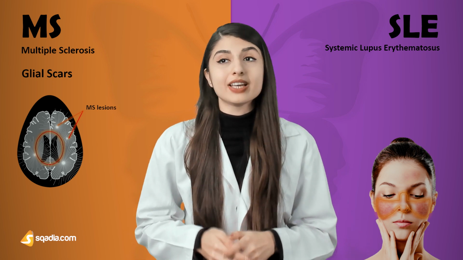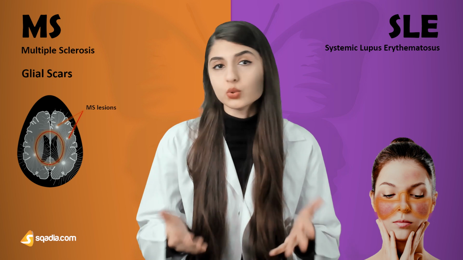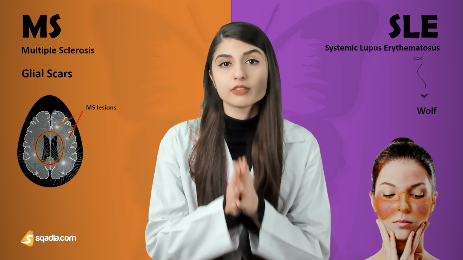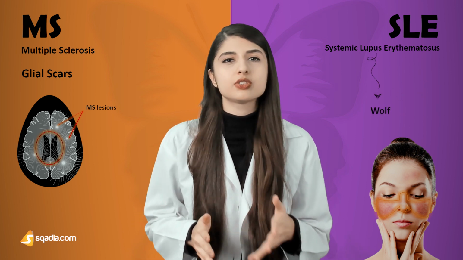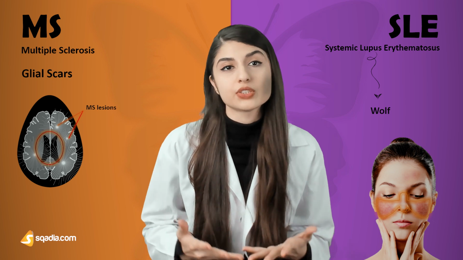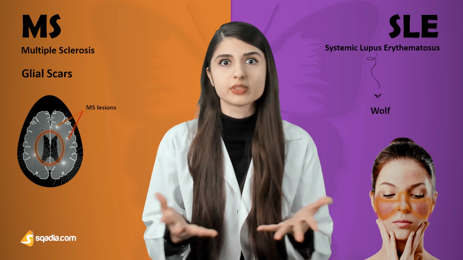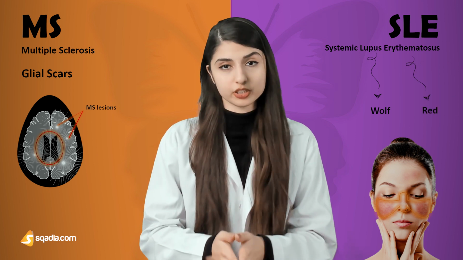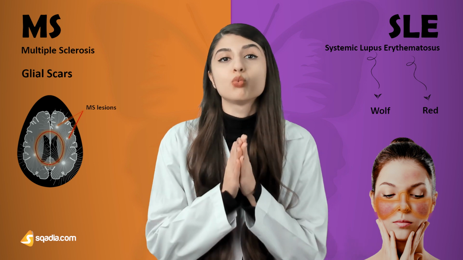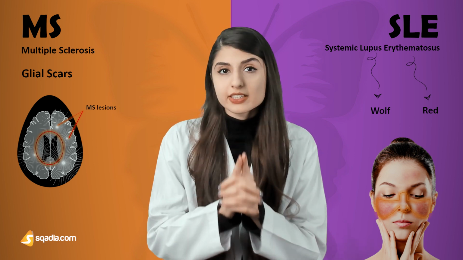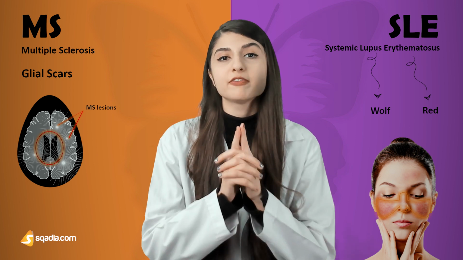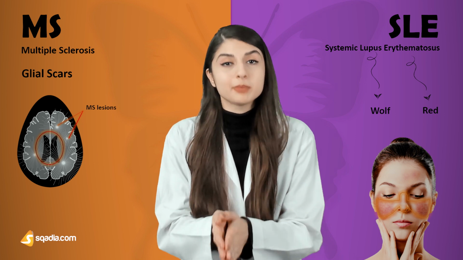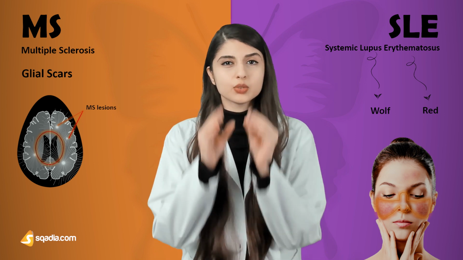Now, SLE is also commonly referred to as lupus. And the word lupus comes from the Latin word for wolf. It was used to describe the erosive facial lesions that were reminiscent of a wolf's bite. And the word erythematosus comes from the Greek word erythros, meaning red, and it refers to the reddish color of the circular-shaped facial lesion. So the name itself is telling you that these patients will have a characteristic red-colored rash on their faces.